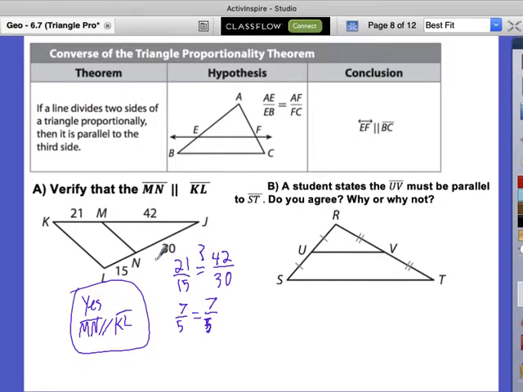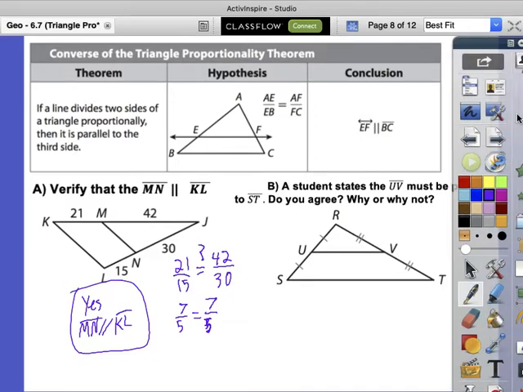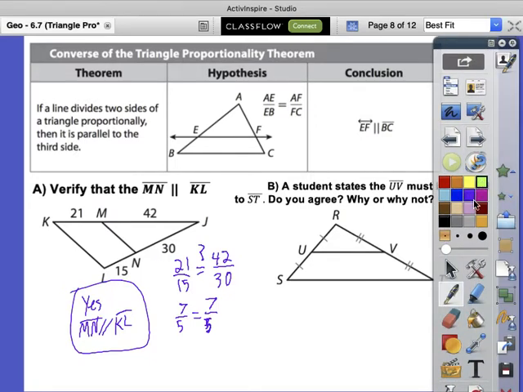Why did you put them all down to 7 and 5 and 5? Because 21 and 15, I can tell, divided by 3. You're pretty used to it being there. 42 over 30 can be simplified by 6.